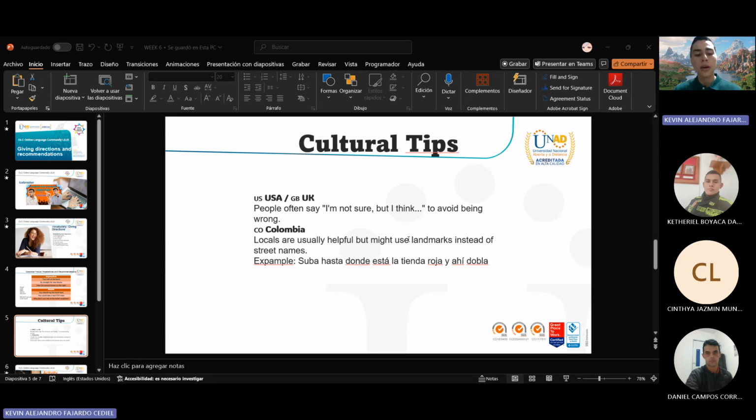Another example of cultural tips is in Japan. In Japan, if a tourist is lost, a Japanese person may walk with them to help them find the place. This is a part of their hospitality culture, and it's called omotenashi in Japanese. So omotenashi in Japan is the hospitality culture in which Japanese people help you.